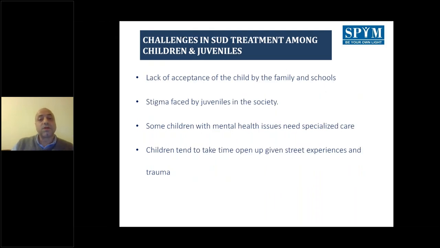So there is a lack of support and acceptance on the part of the family and particularly schools. In most cases, the juveniles that we are talking about do not go back to school at all because they have missed that opportunity for almost 10 years. Getting back to school, sitting with a kid who may be just 10 years younger than them in the same class, it's difficult for them to deal with that reality. Because of lack of acceptance, and because of being in conflict with law and having a police record, most of the children are not able to go back to school. There is a stigma faced by juveniles in society as well.